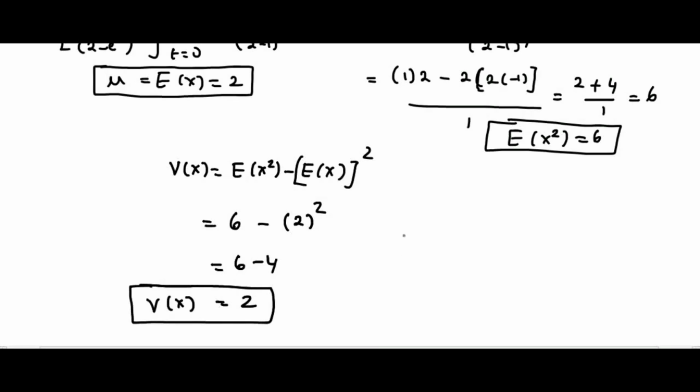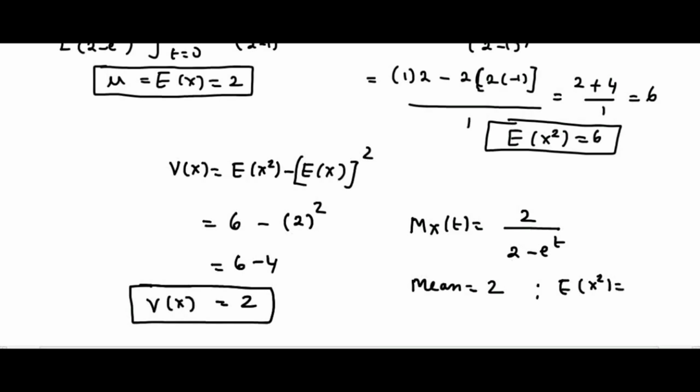So the conclusion is: first we discussed the moment generating function of t, and our answer is 2 by e power t. Later we discussed the mean value, and the mean answer is 2. Next we computed E of X square, that is equal to 6. Finally we found the variance of X, that is equal to 2.